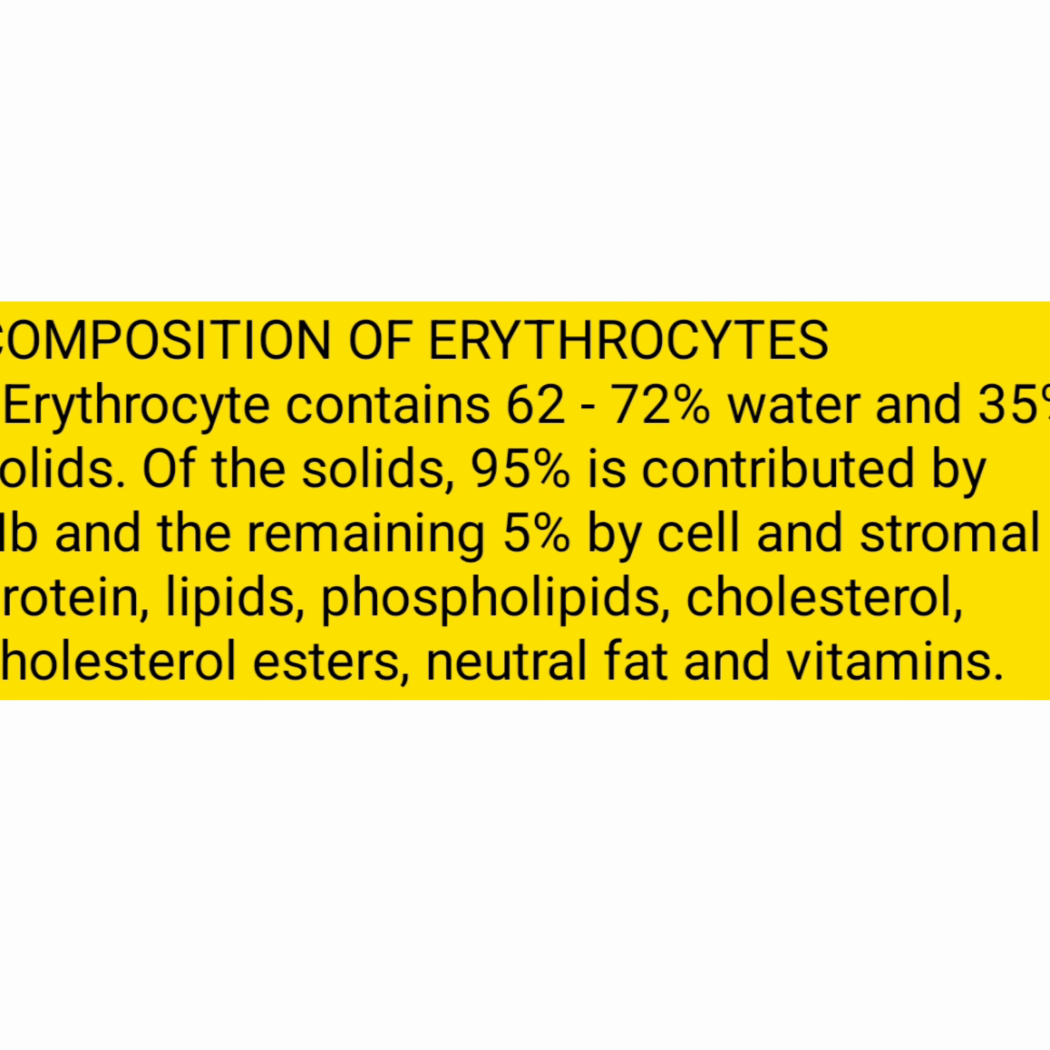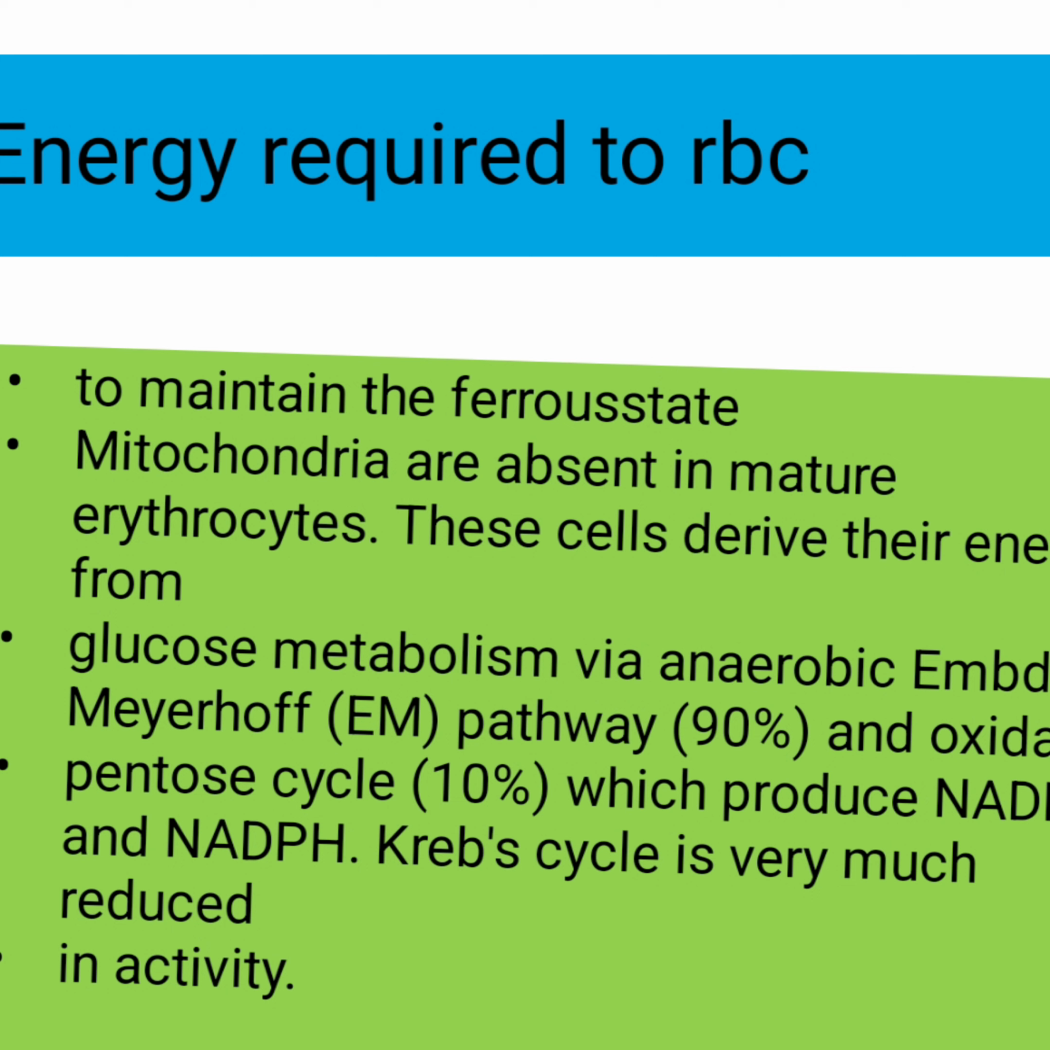Erythrocytes basically contain water around 60 to 72% and 35% are solids. Of the solids, 95% is hemoglobin and the remaining 5% is cell and stromal proteins, lipids, phospholipids, cholesterol, esters, fats, vitamins, etc.